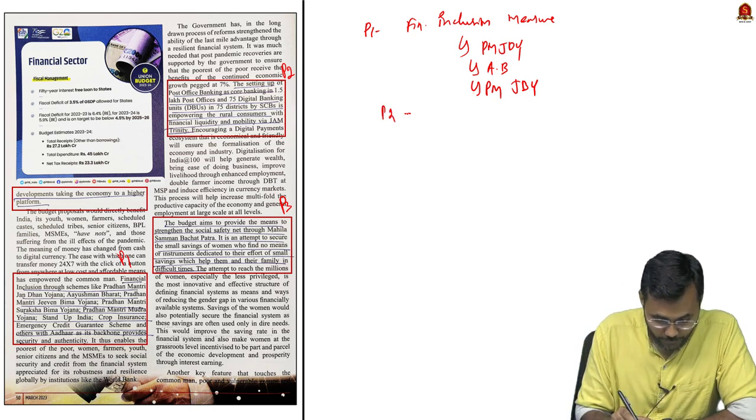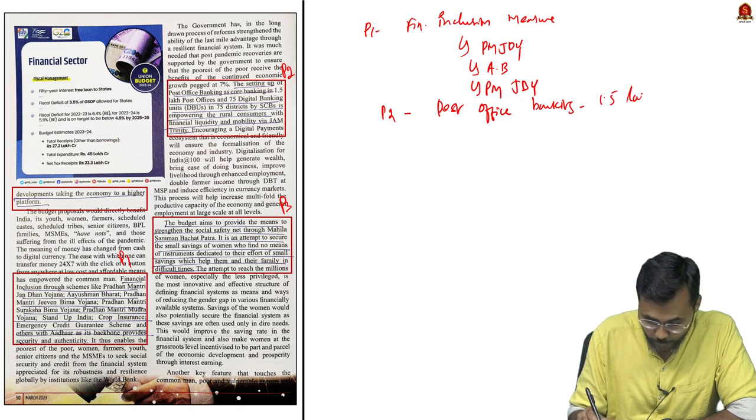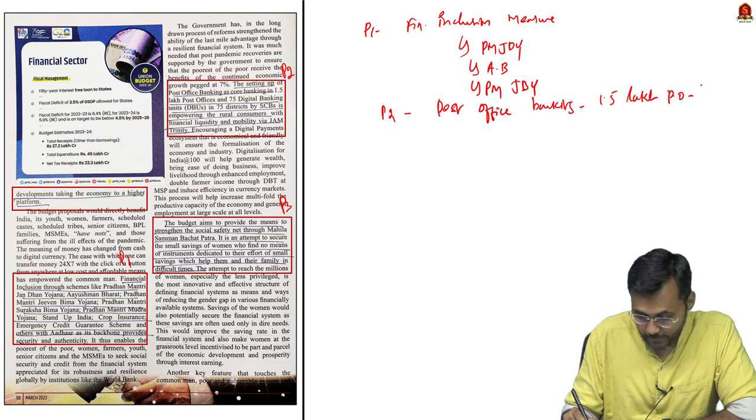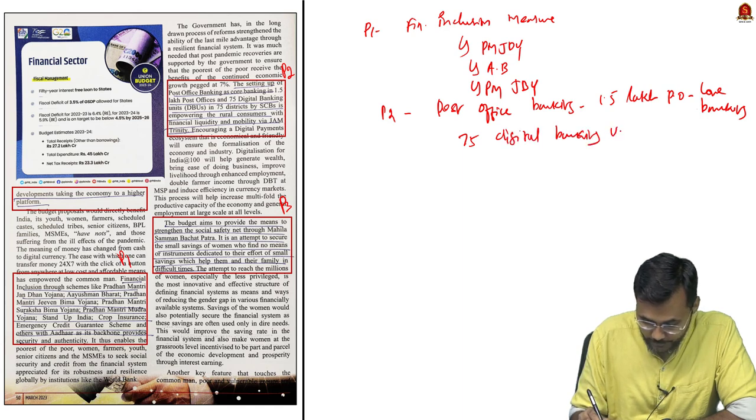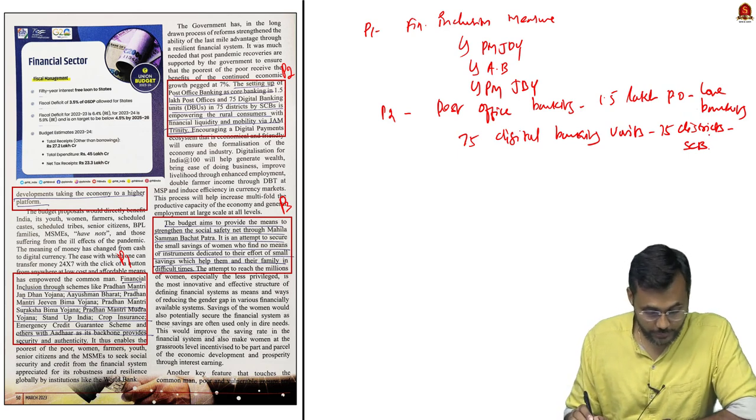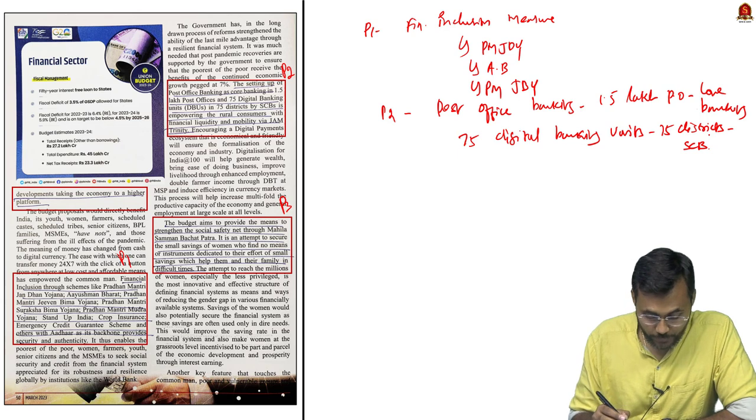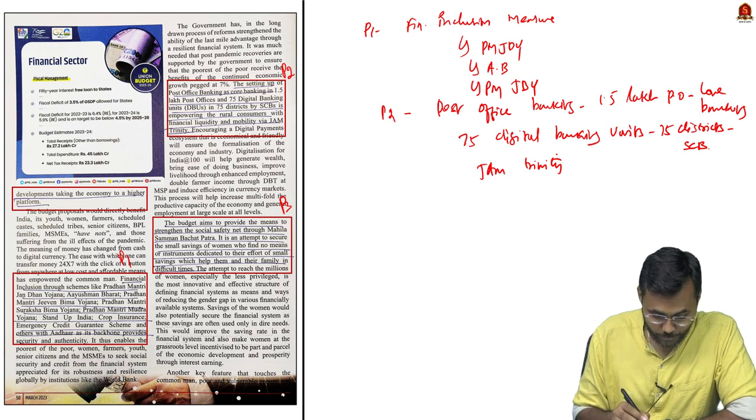Whereas paragraph 2 speaks about the importance of post office banking. Right now around 1.5 lakh post offices are part of this core banking. So this also provides financial inclusion. And also right now we have 75 digital banking units in 75 districts of scheduled commercial banks. And again, Jam Trinity is being focused here. So these are some of the measures to enhance financial inclusion.